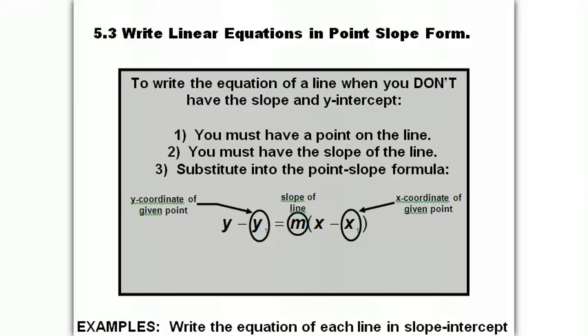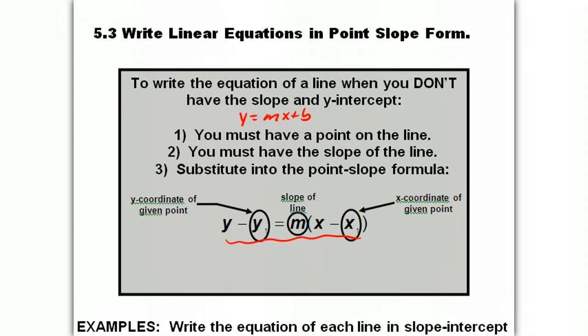Okay, write linear equations in point-slope form. To write the equation of a line when you don't have the slope and y-intercept. When we have the slope and the y-intercept, we already know how to write an equation of a line. We can put it into y is equal to mx plus b form, or y-intercept form.